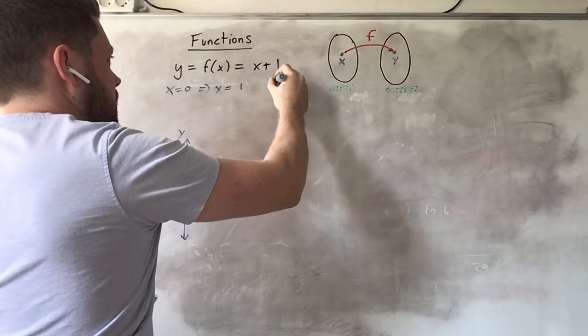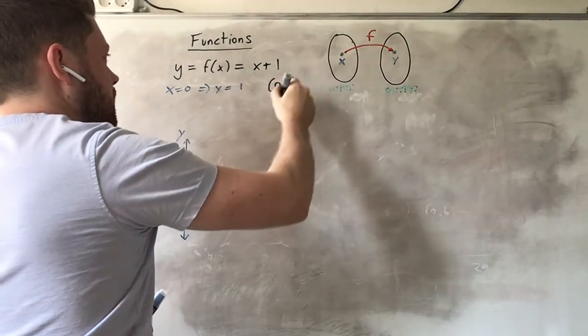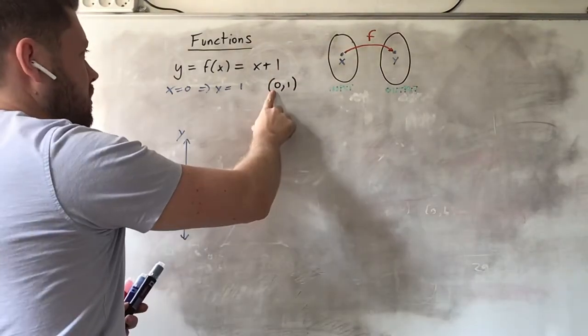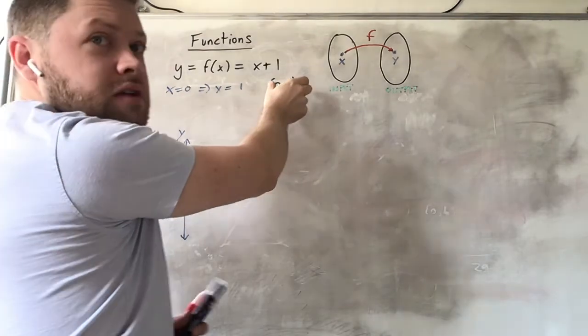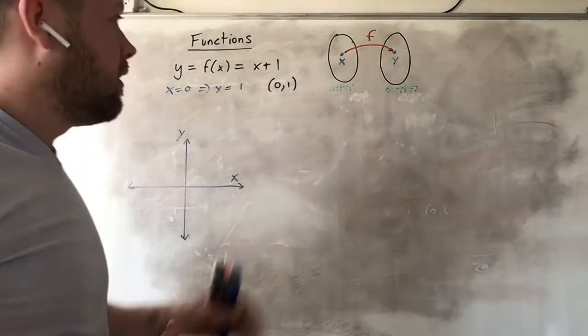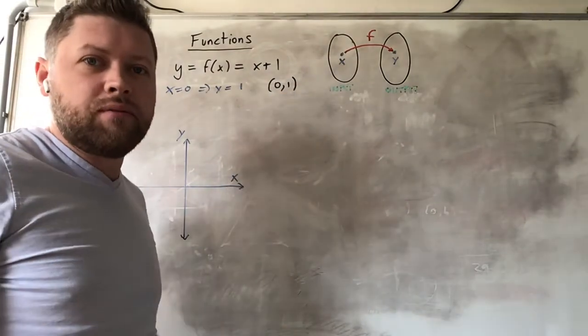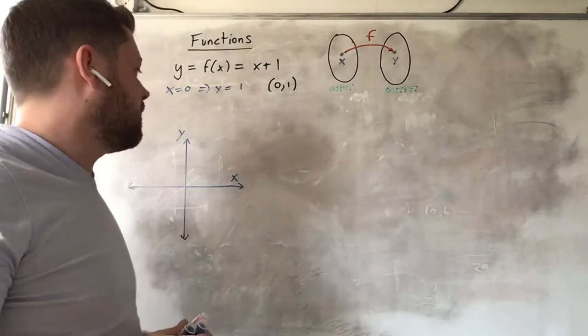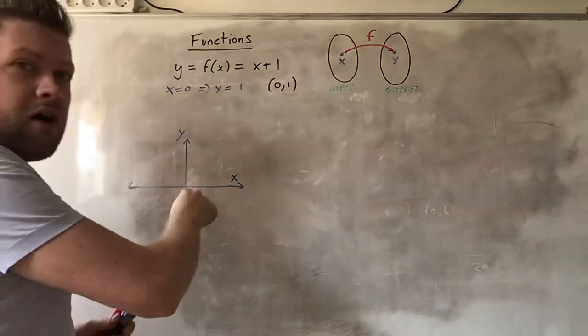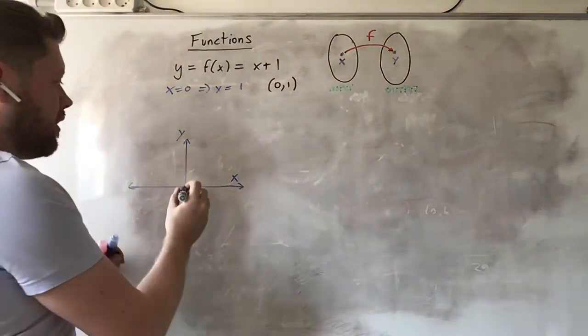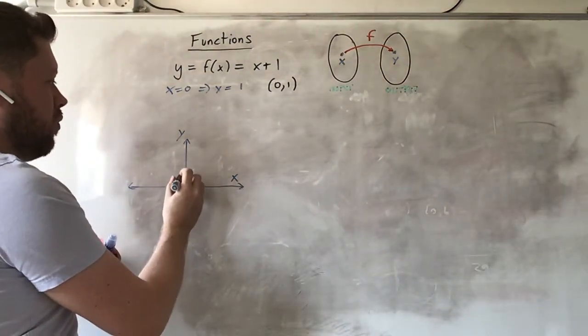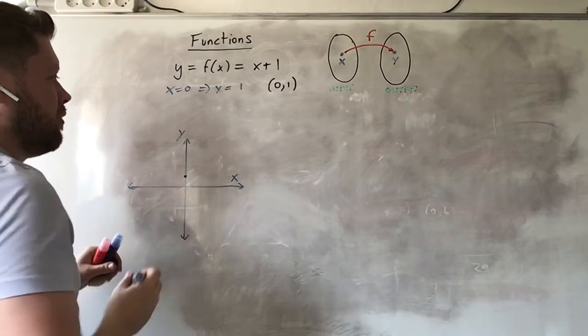This is how we would write it: (0, 1). This is the x value, this is the y value. And we write it as an ordered pair like this, inside brackets with a comma. Okay, this is how you would normally see it. And that's represented on this plane by going 0 along the x and 1 up the y. So there's that point there.